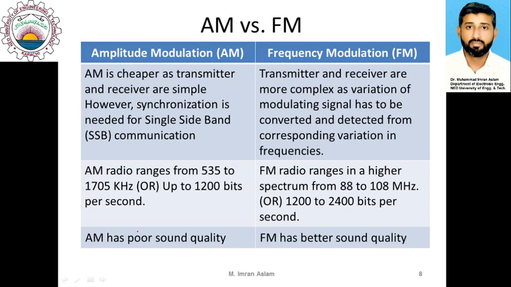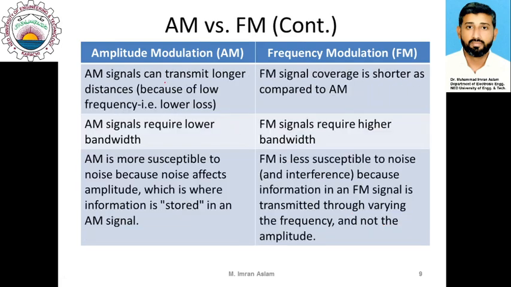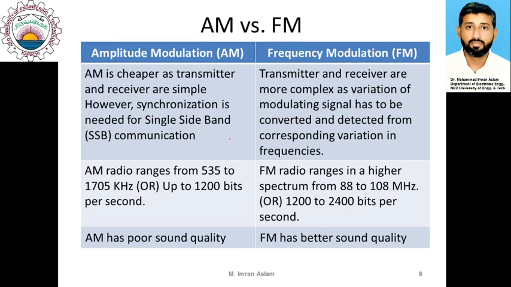AM modulation has a poor sound quality, whereas the FM modulated signal has a relatively better sound quality because of its immunity to noise. The AM signal can transmit longer as compared to the FM signal. The FM signal has a shorter coverage as compared to AM. You can see this from this point as well.